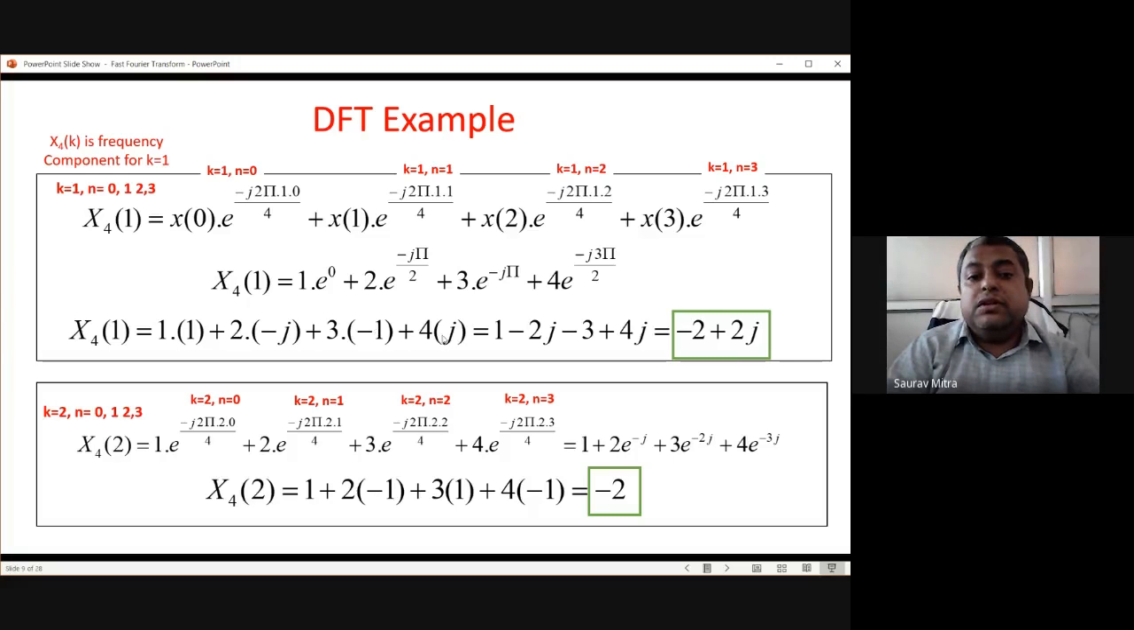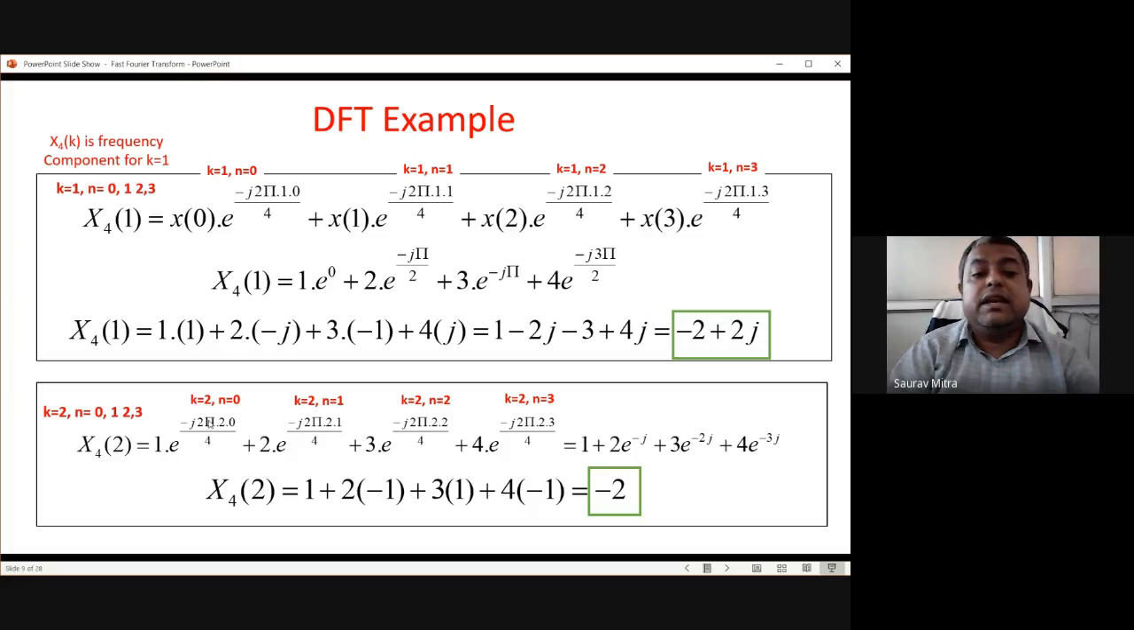And now if you just do all these calculations, you're going to get minus 2 plus 2j. Okay, so this is the capital X1, or the first frequency component with k is equal to 1. Now in the same way find x2. In that case k value will be 2, so you can check here the same thing. So x0 is 1, x1 is 2, x2 is 3, and x3 is 4. These things are not going to change. What will change is the twiddle factor.